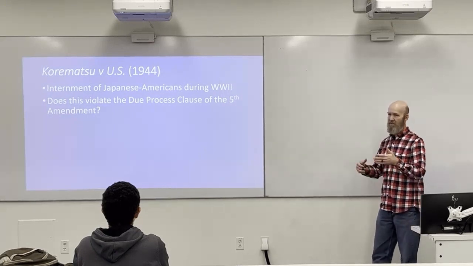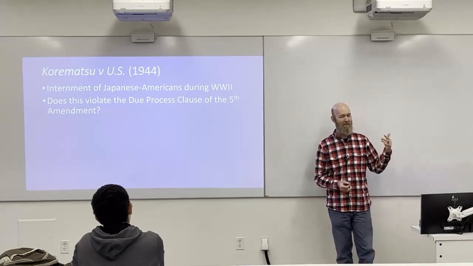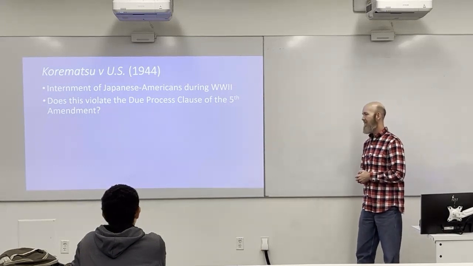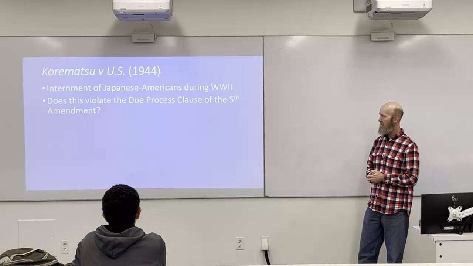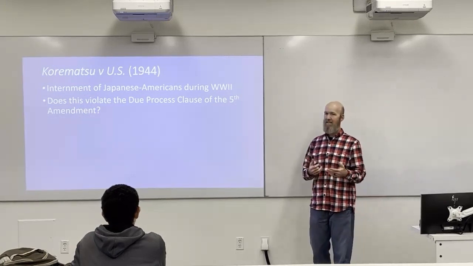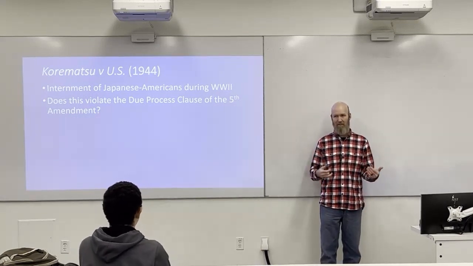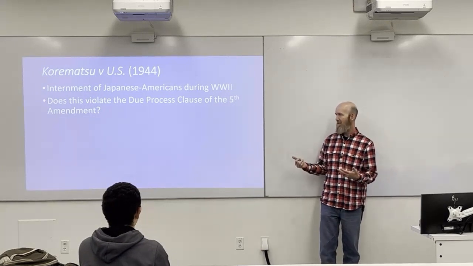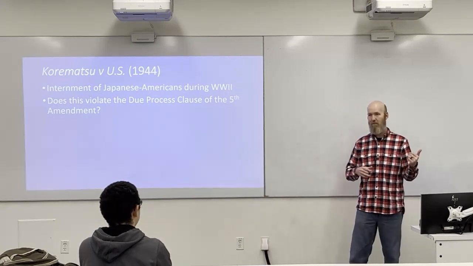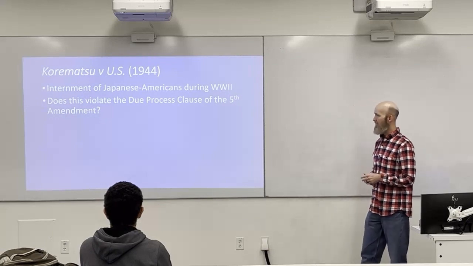Korematsu didn't report to an internment camp. He changed his name, lied, tried to hide out. He eventually got caught and sent away to an internment camp. He then sued and said that this violated his due process clause rights under the Fifth Amendment. The due process clause says the government cannot take away your rights without giving you due process, which is a court hearing. You have to be accused of something. But in this case, Japanese Americans were not actually accused of anything, and there was no court hearing or anything like that. They were just ordered basically to go to jail. So he argued that this violated his Fifth Amendment rights.